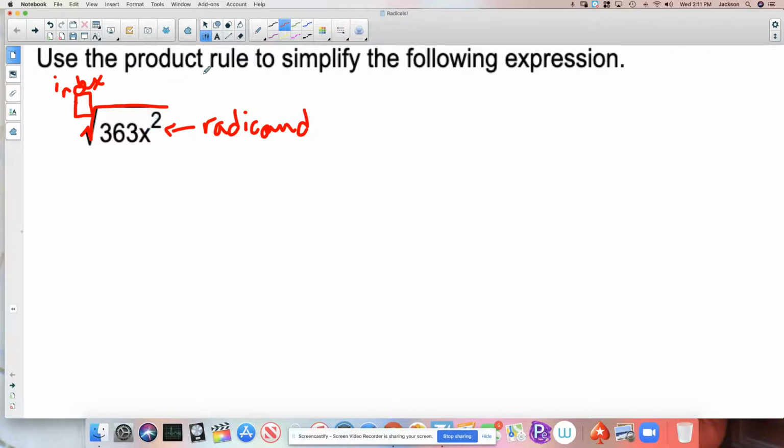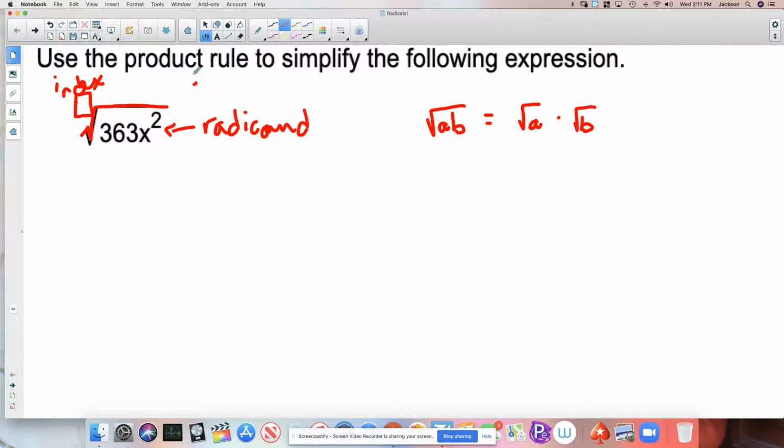Now, as far as the product rule is concerned, it pretty simply states that if you have the square root of a product, that is the same thing as the product of two square roots. And it works both ways. Sometimes it benefits us to multiply two radicals together to create one, and then take one and separate it into a product, just so long as these radicals have the same index.